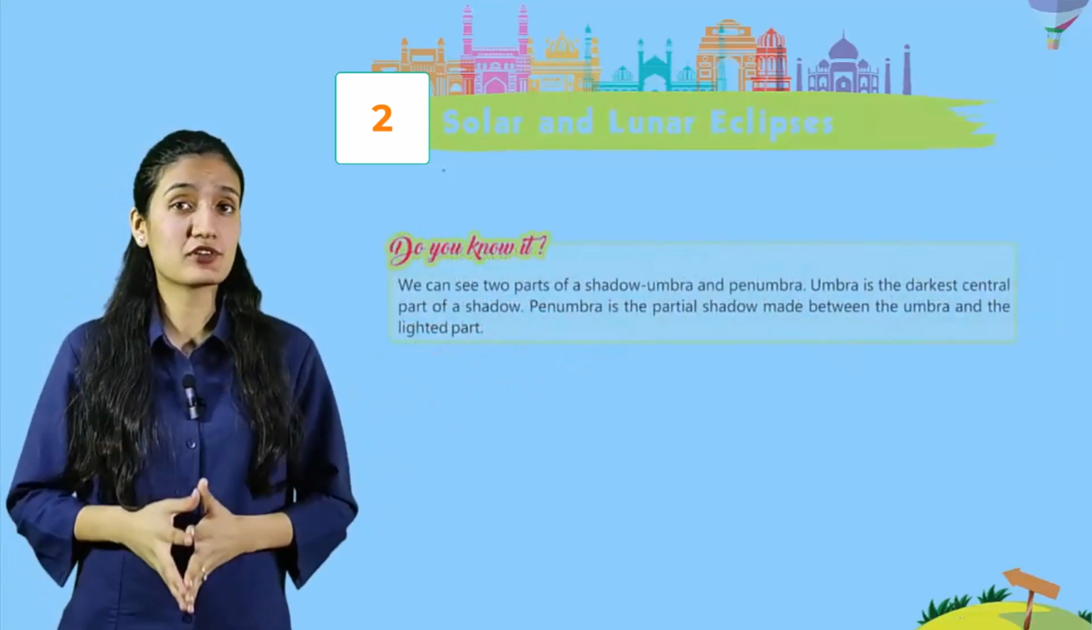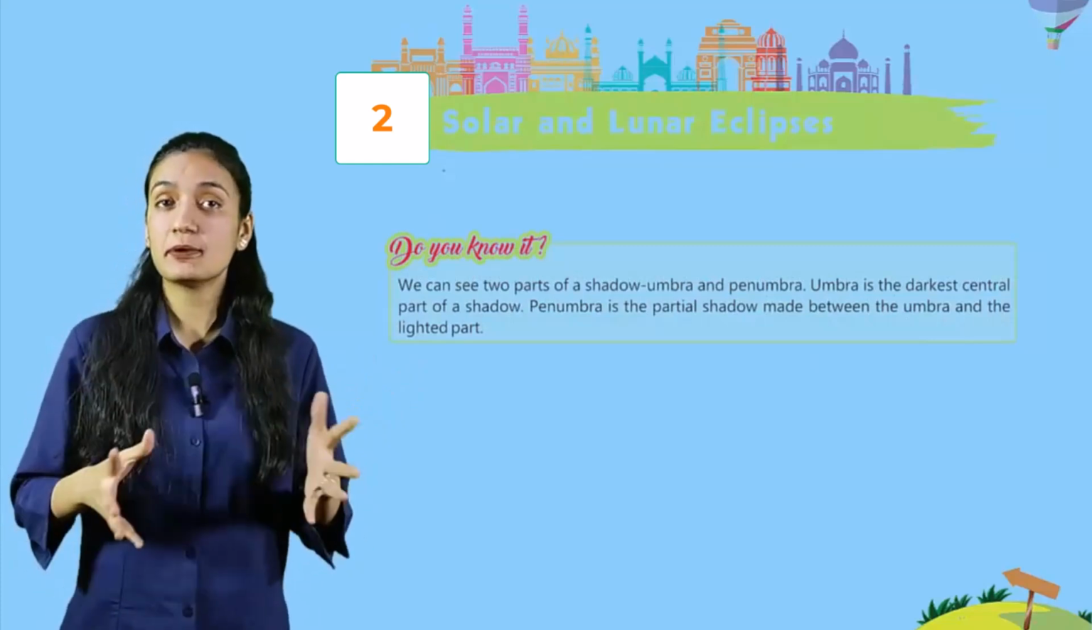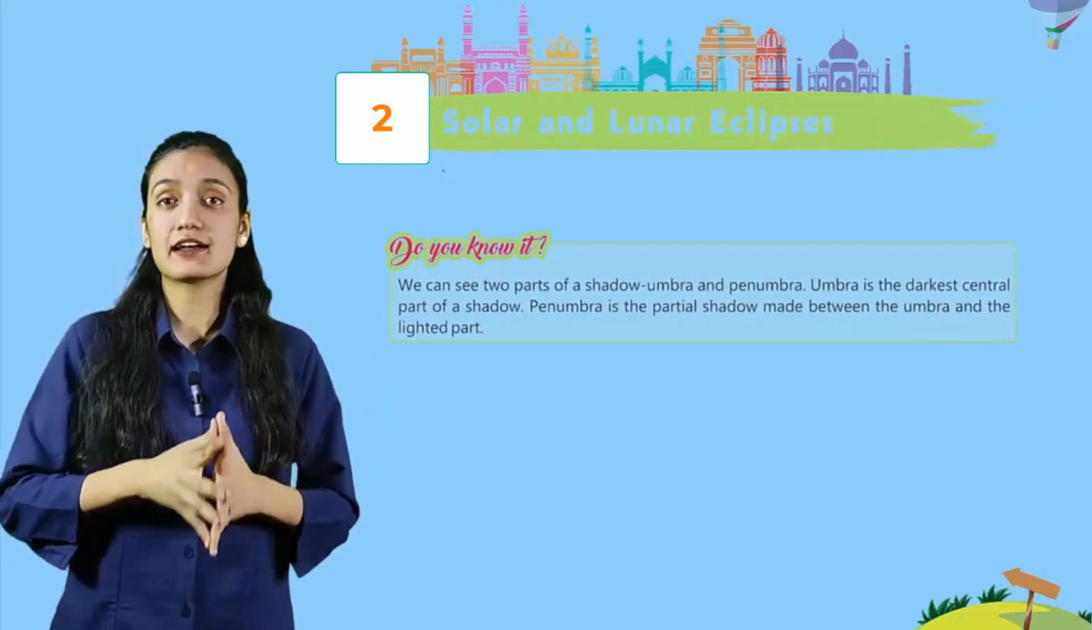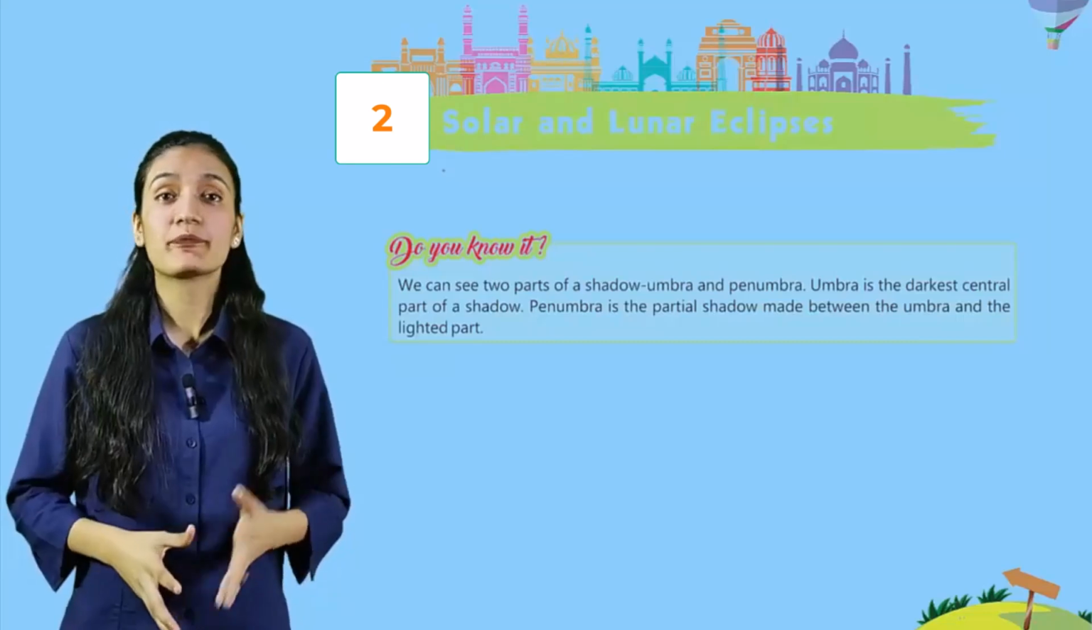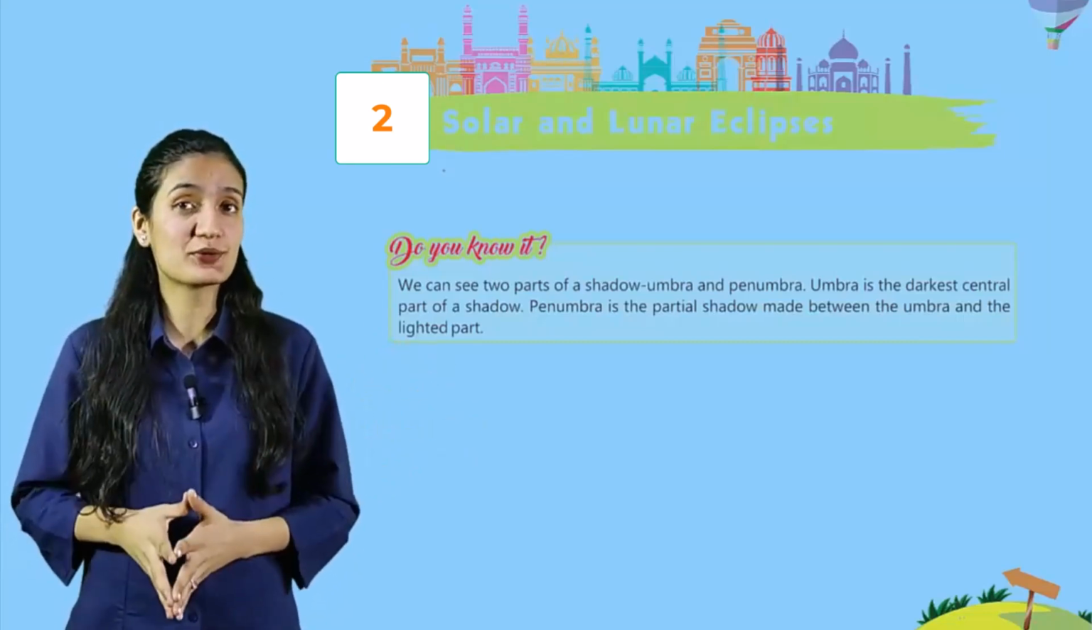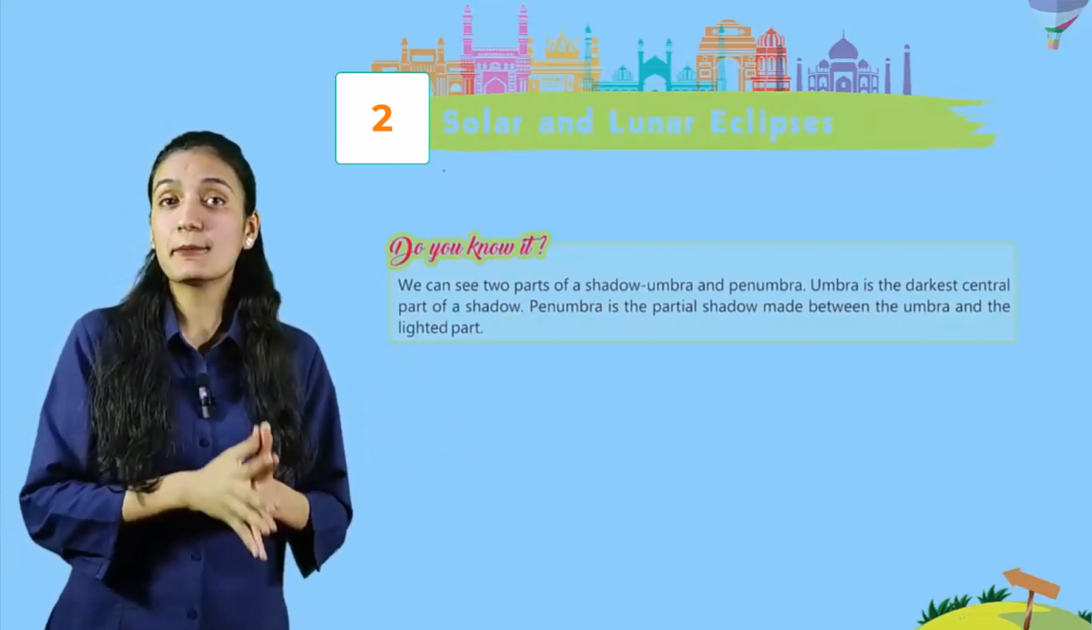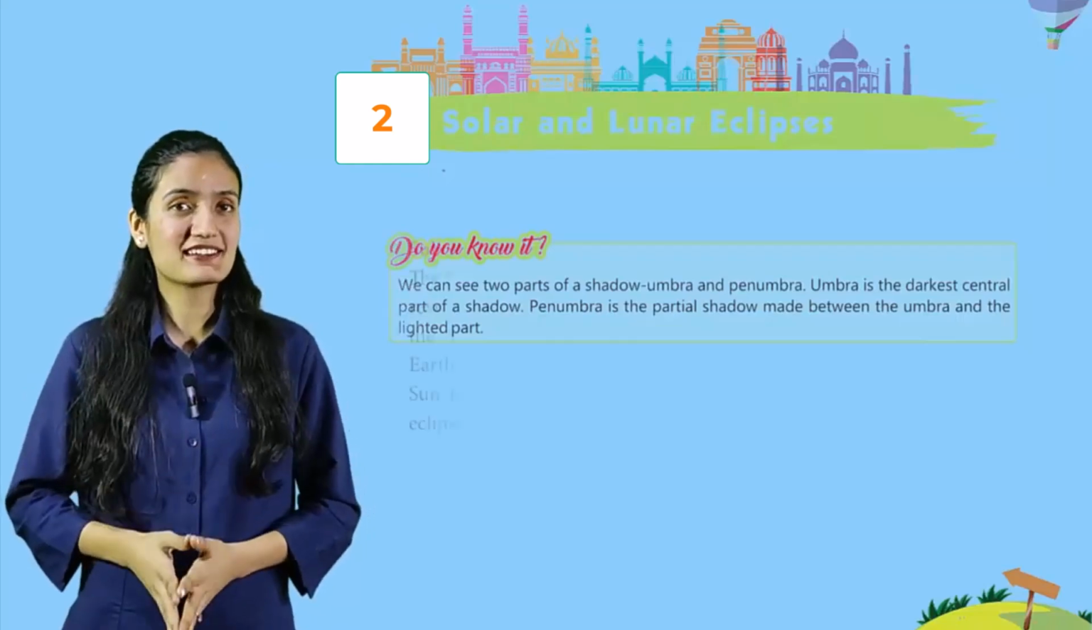We can see two parts of a shadow, umbra and penumbra. Umbra is the darkest center part of a shadow. Penumbra is the partial shadow made between the umbra and the lightened part.